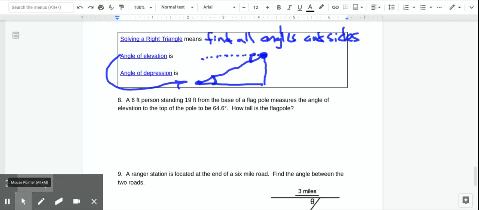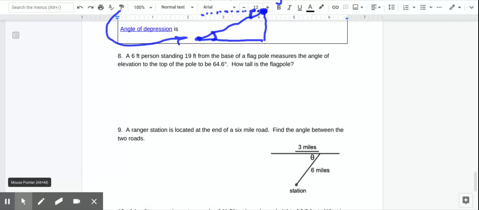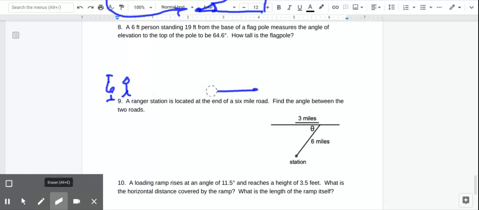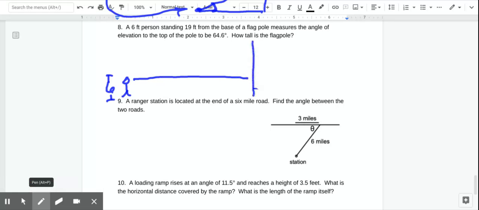Now, just for the sake of time, I am only going to do number 8. You can check out the notes, the PDF of the notes for the last two. They're pretty straightforward. So we have a 6 foot tall person, okay, 6 feet tall. They are 19 feet from this flagpole. And they measure the angle of elevation. So this is the flagpole. There it is. 19 feet. And the angle of elevation, so from their eyes to the top of that flagpole, is 64.6. Okay. We want to know how tall the flagpole is.